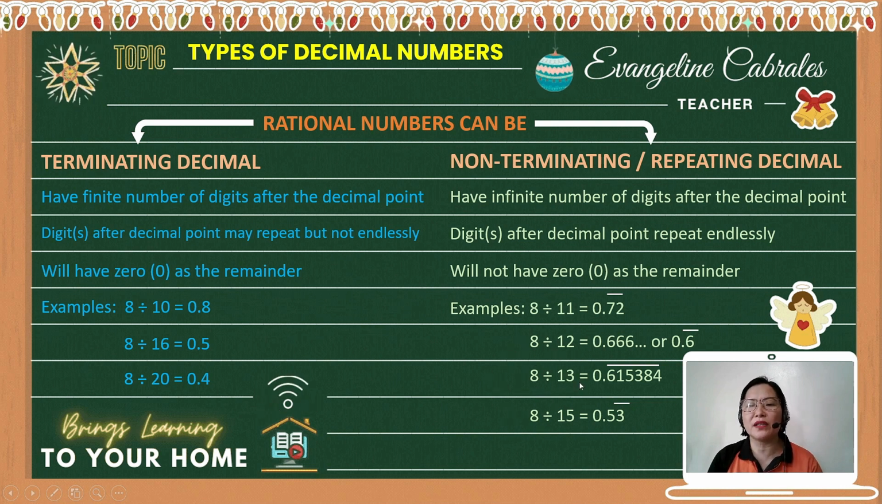When you divide 8 by 13, the answer is 0.615384. May vinculum sa ibabaw ng 6,1,5,3,8,4 dahil yang mga digits na yan ay umuulit ng walang katapusan. 8 divided by 15 equals 0.53. May vinculum sa ibabaw ng 3 dahil nangangahulugan na ang 3 ay paulit-ulit. So, nakita nyo ang difference ng terminating decimal at non-terminating or repeating decimal? Okay?